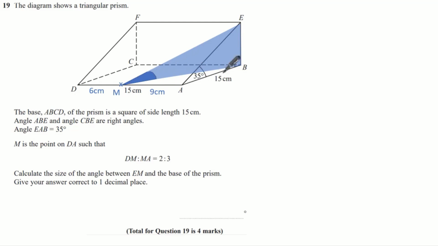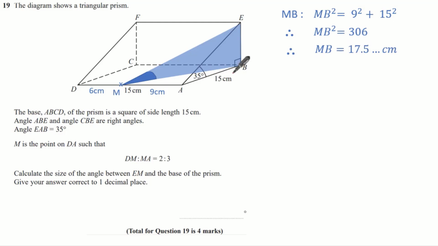So let's work out MB first. Looking at the triangle MAB, I have a right angle triangle with lengths 9 centimeters and 15 centimeters, and I need to work out the length MB. I can spot Pythagoras. Pythagoras states that MB squared is equal to 9 squared add 15 squared. This means MB squared is 306, so I know MB to one decimal place is 17.5 centimeters.